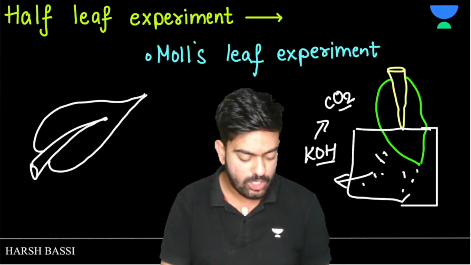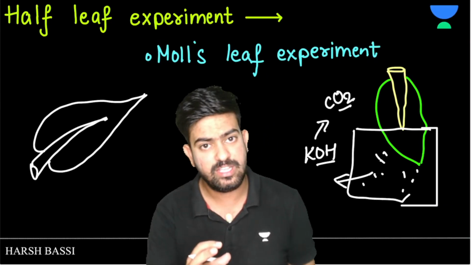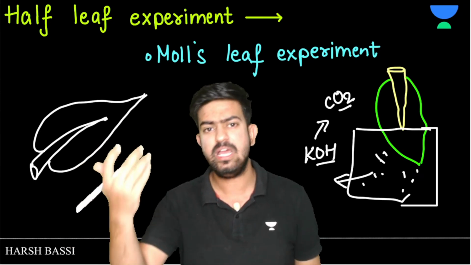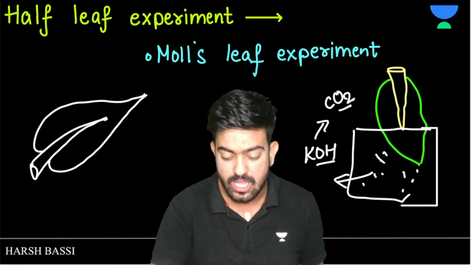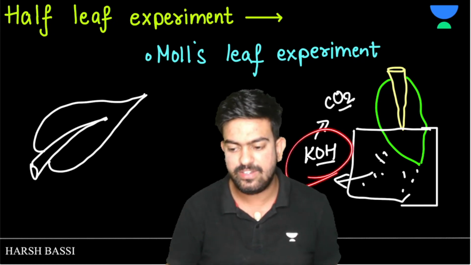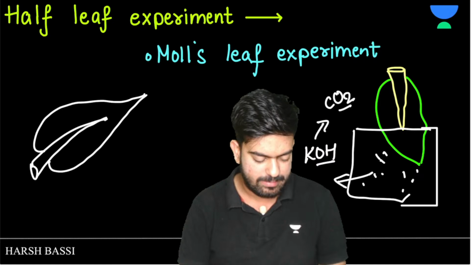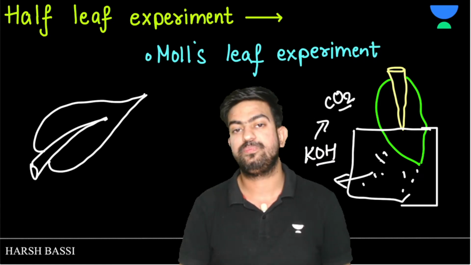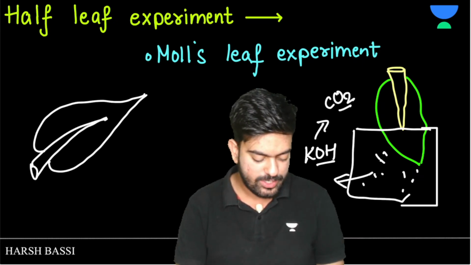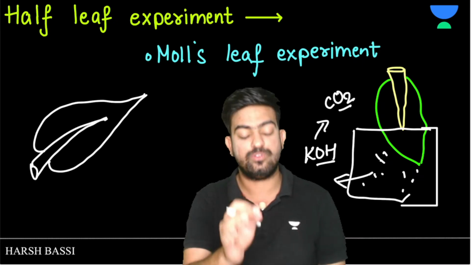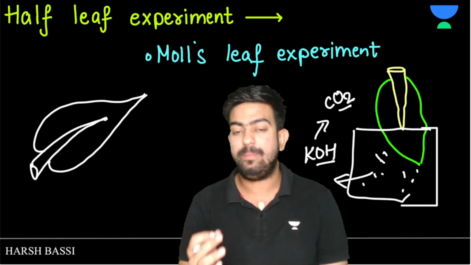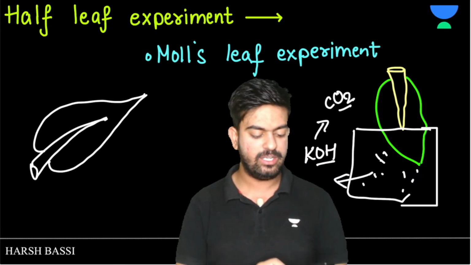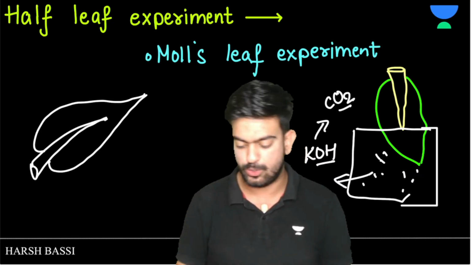Next, we also discussed the half leaf experiment, also known as Moll's leaf experiment, in which we used KOH. What was the purpose of KOH? Can anyone tell me in the comment section? The purpose of KOH was to absorb carbon dioxide gas. Clear? Okay, my voice is clear and I am audible and visible to you.